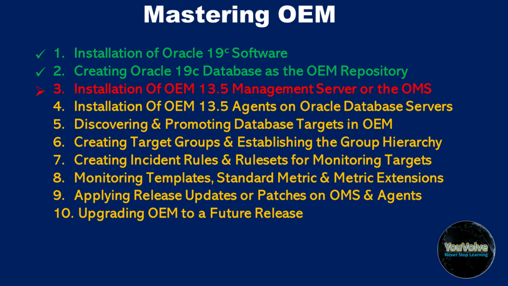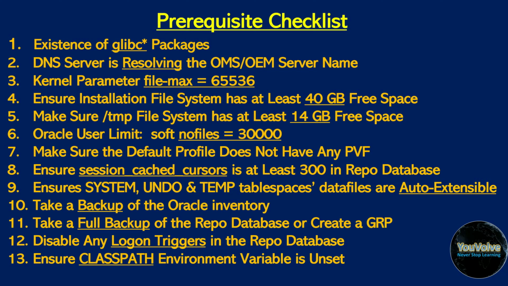In today's tutorial, we will actually install the OEM 13.5 software on our Linux 7.9 virtual machine. Before we start installation, let's validate a few prerequisites. You will be able to find all these commands that I am using here in the description of this video below. The complete list of prerequisites can be found through the link I have given in the description of this video below.